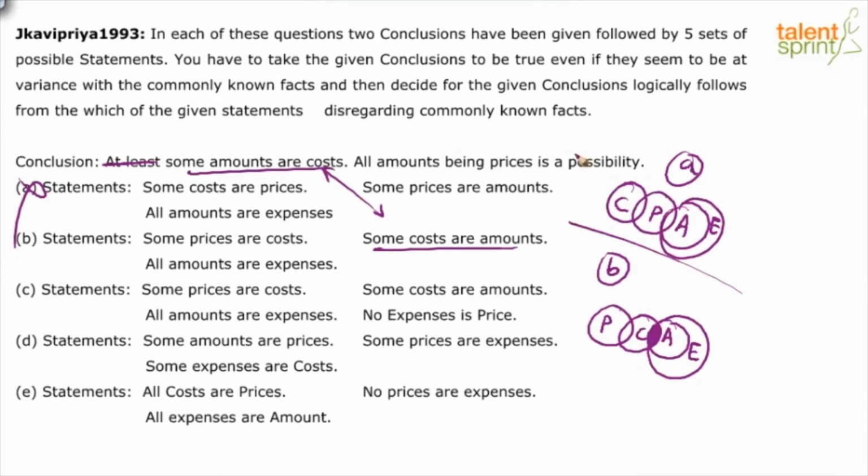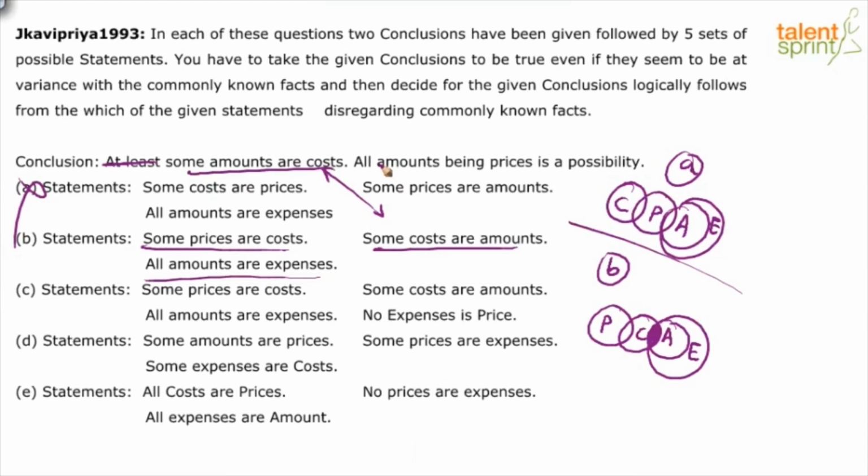For a positive type of possibility, you can directly say that it is always true when the given statements are all positive in nature. All the statements are positive here: some prices are costs, some costs are amounts, all amounts are expenses. So when all the statements are positive, meaning all A's are B's, some A's are B's types of statements, then any possibility which is positive type is possible. We can always do that. Are you able to follow?